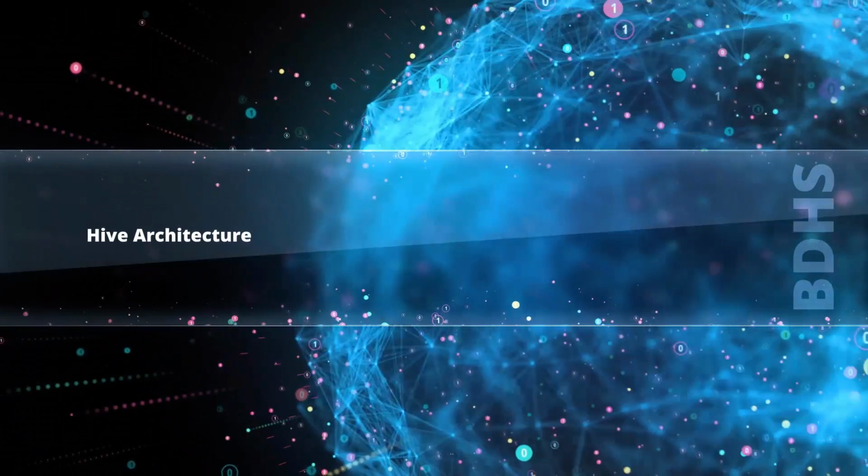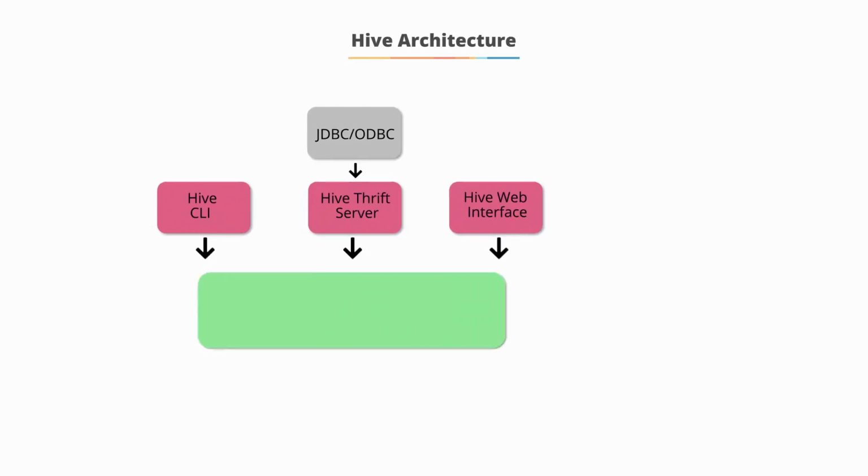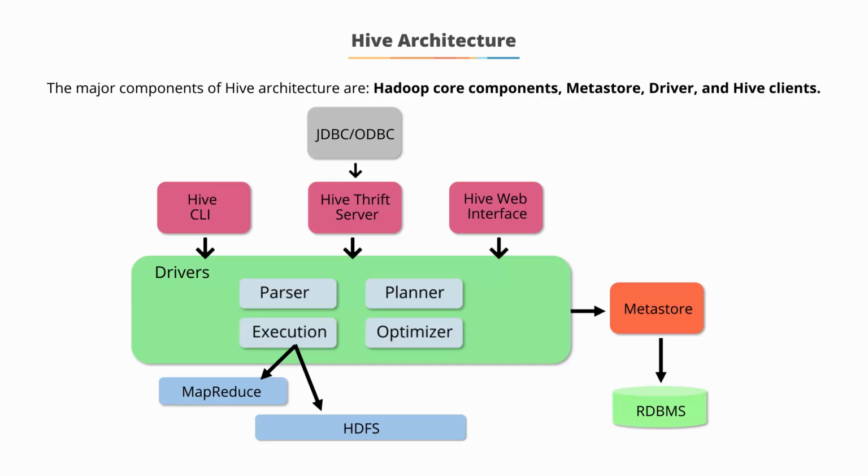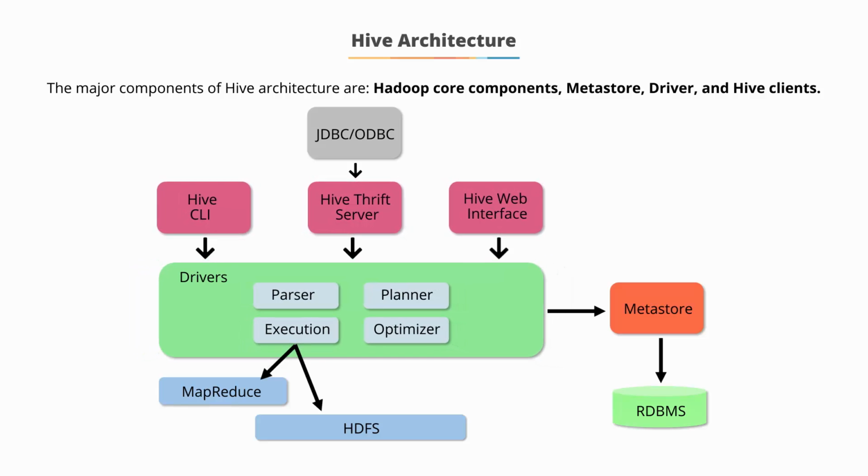Hive Architecture. There are four main components as part of the Hive architecture: Hadoop core components such as HDFS and MapReduce, along with Metastore, drivers, and Hive clients.